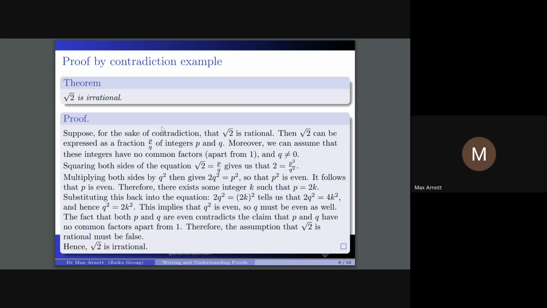So like we said on the previous slide, we suppose for the sake of contradiction that the square root of 2 is rational. We do some work, we get a contradiction, and then therefore the thing that we supposed must be false.